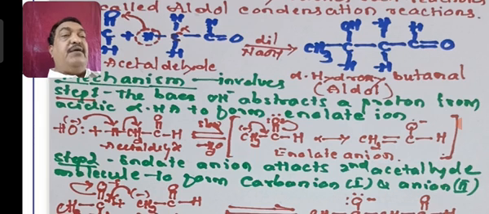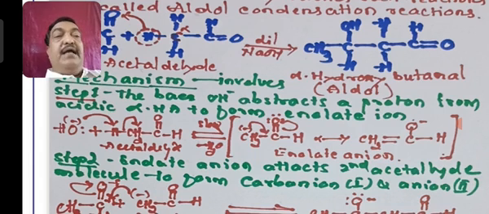This enolate anion undergoes resonance: CH2 double bond CH-O minus, with the shift of the negative charge towards the oxygen. That is a resonating form of the enolate anion, where oxygen contains the negative charge as well as the carbon. But for our reaction mechanism, we use the enolate anion with the CH2 negative sign.